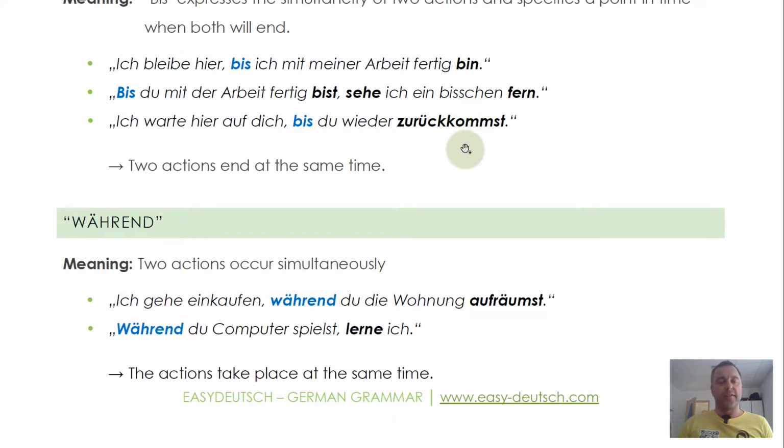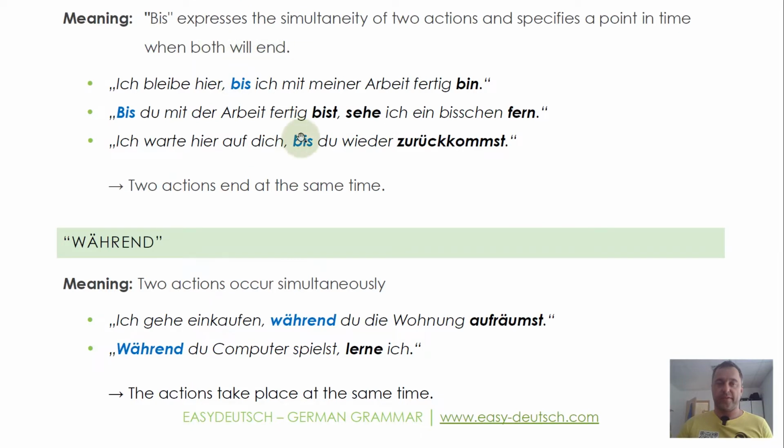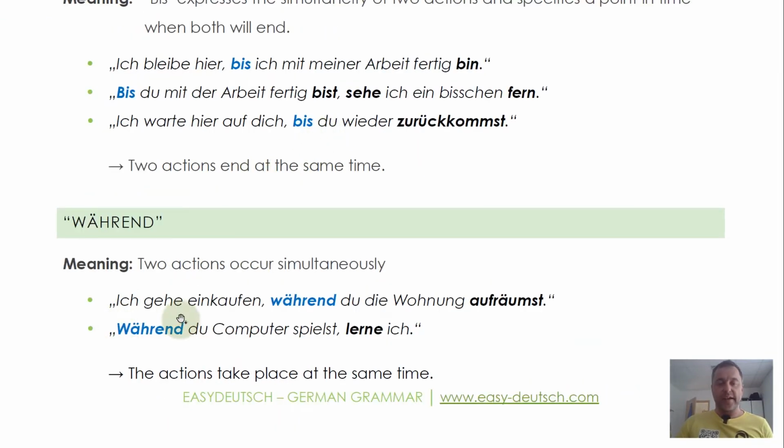Next one is während, so during. This means two actions occur simultaneously without the need to end at the same time. So this is the difference here. And Ich gehe einkaufen, während du die Wohnung aufräumst. So I go shopping while you clean up the apartment.